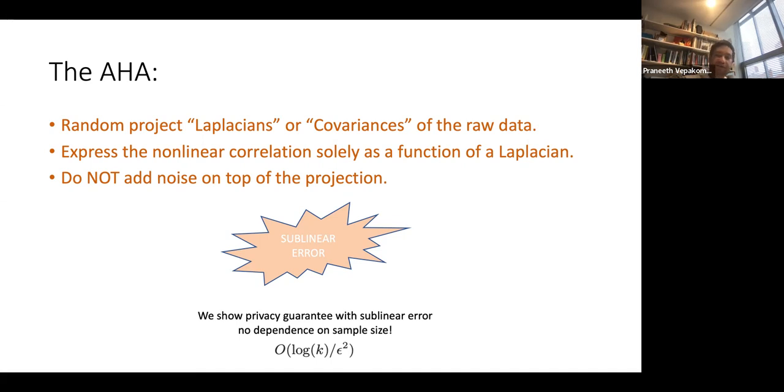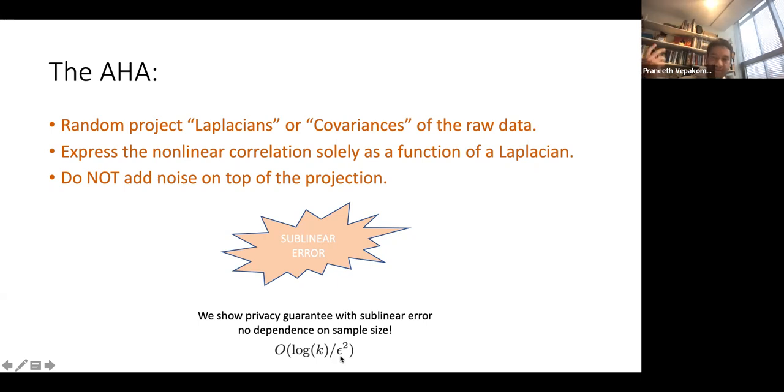So you basically measure these covariances, you randomly project those covariances, and then you get these projected covariances, and then you measure the nonlinear correlation as a function of these privatized covariances. And you don't have to add any more explicit noise once you do the random projection. The random projection itself introduces a lot of noising into the process in order to cause privacy. And this kind of approach leads to a sublinear error, a sample size independent bound, which is great. And the error also grows sublinearly, only logarithmically, in the dimension of your data.